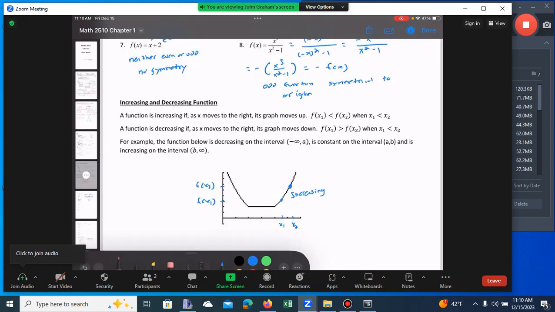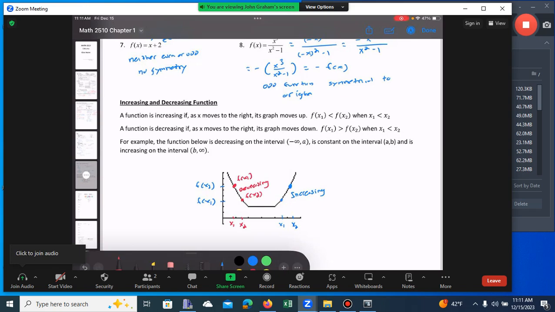Now, on the other hand, if x1 is less than x2, and the function value for f of x1 is higher than the function value for f of x2, then the graph is decreasing. And so that's the definition of increasing and decreasing.